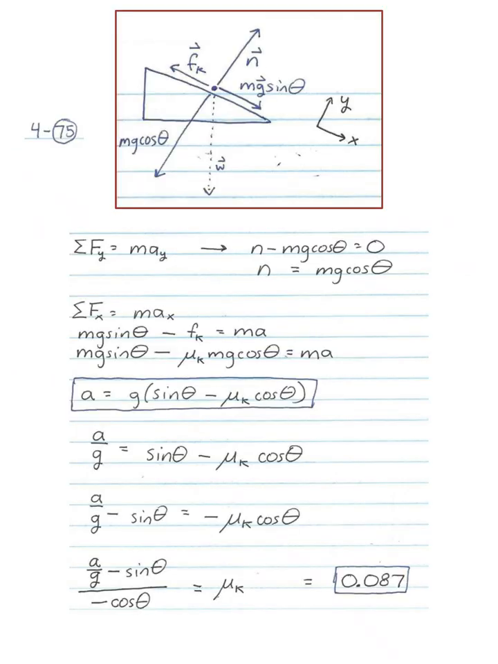Number 75 deals with something on an incline, but now there's friction. It says a wooden block slides down a 28-degree incline with acceleration 3.85 meters per second squared. Make a force diagram for the block. Find the coefficient of kinetic friction.